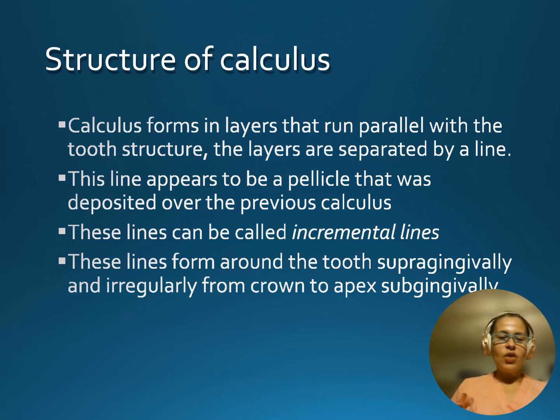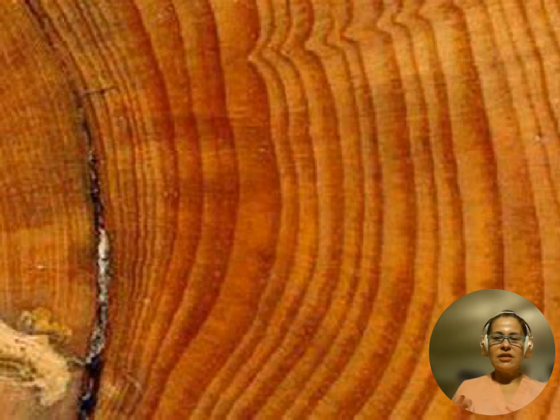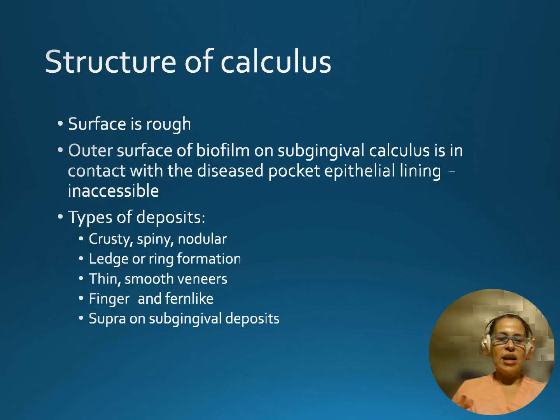Okay, so we're going to have layers, just like wood, like the tree ring situation, right? So the line in between will be pellicle that forms over the previous layer. The structure of calculus, the surface will be rough. The outer surface of biofilm of subgingival calculus is in contact with the diseased pocket epithelial lining and is inaccessible.